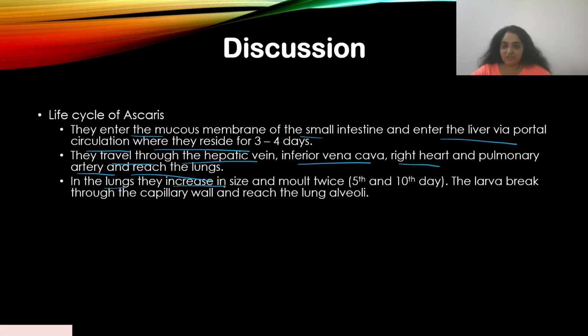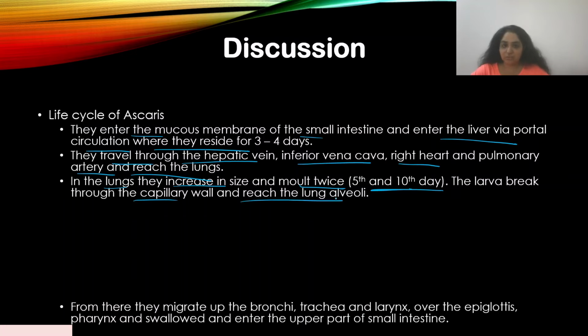Now in the lungs, they increase in size and molt twice. That's the 5th and the 10th day. So the first molting has happened there, and the second molting happens on the 10th day. Twice it happens in the lungs. The larvae break through the capillary wall and reach the lung alveoli.